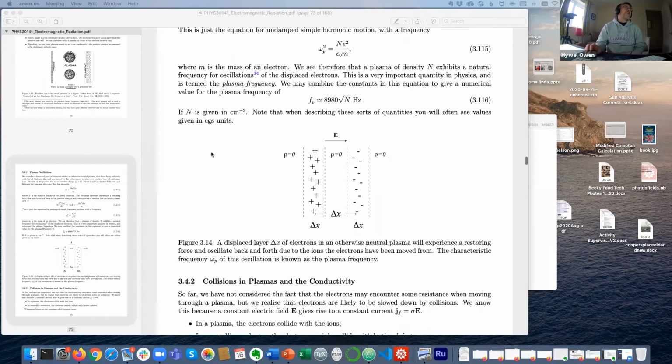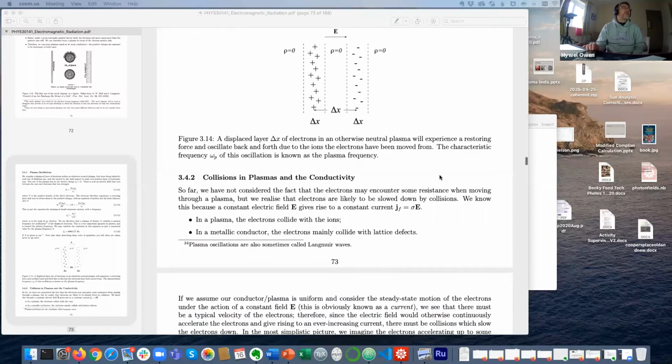So you imagine that when we have an electromagnetic wave whose frequency is equal to the plasma frequency, then the electrons will move in resonance with that varying electric field. So that's piece number one that I wanted to call your attention to.